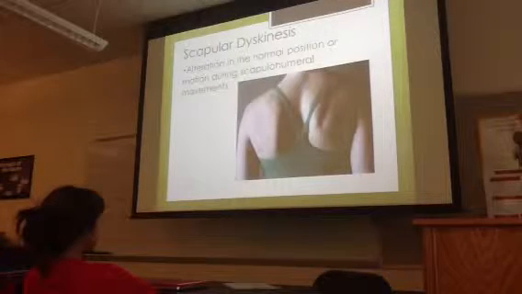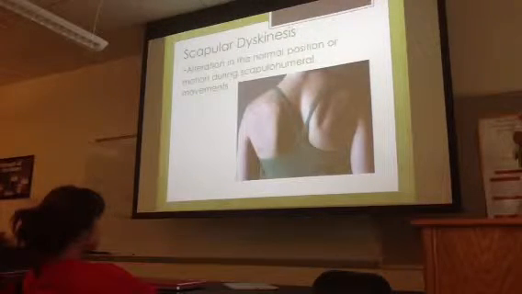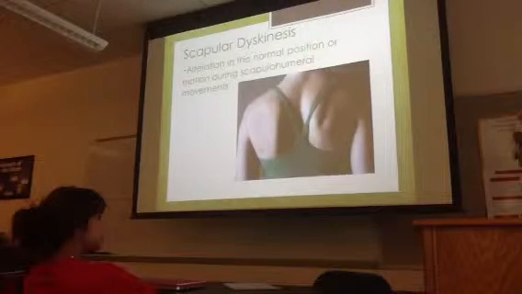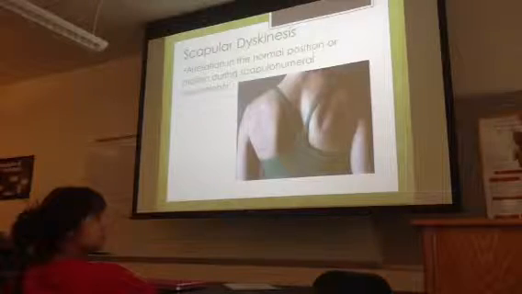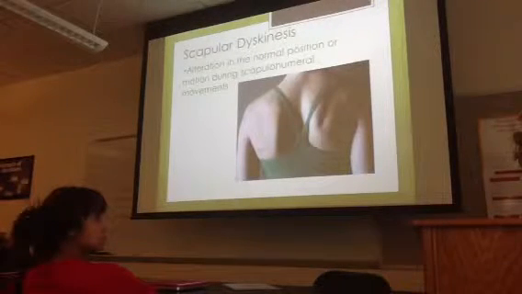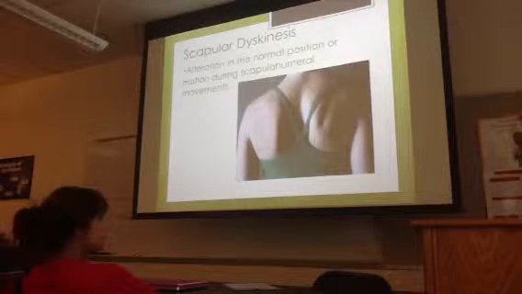Scapular dyskinesis. This is interesting. This is where you have abnormal patterns with the scapula whenever they're going through the motions. You can see this in a lot of overuse athletes, such as swimmers, tennis, baseball, any kind of throwing overhead athletes. And that has a lot to do with the muscle imbalances between each shoulder.